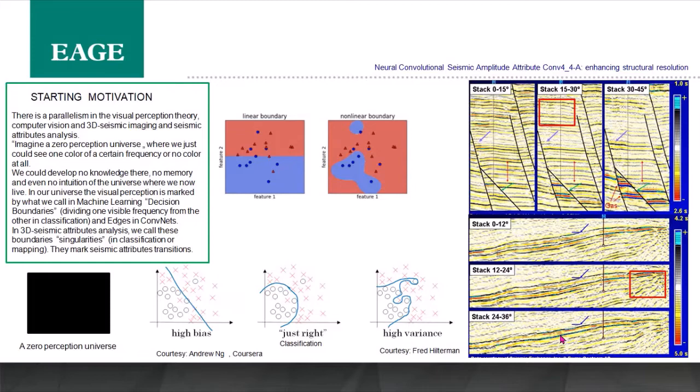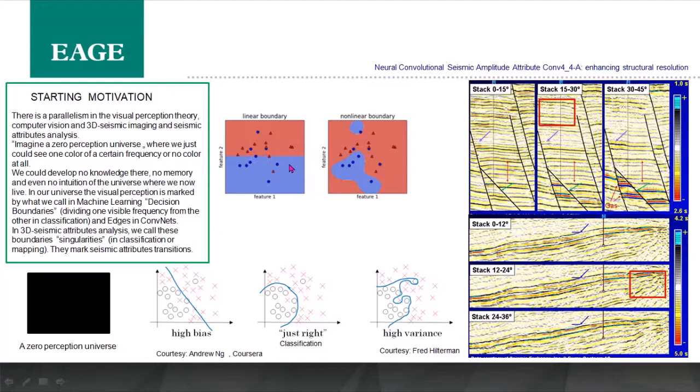There is a parallelism in the visual perception theory, computer vision, and 3D seismic imaging and seismic attribute analysis. Imagine a zero perception universe where we just could see one color of a certain frequency or no color at all. We could develop no knowledge there, no memory, and even no intuition of the universe where we now live.